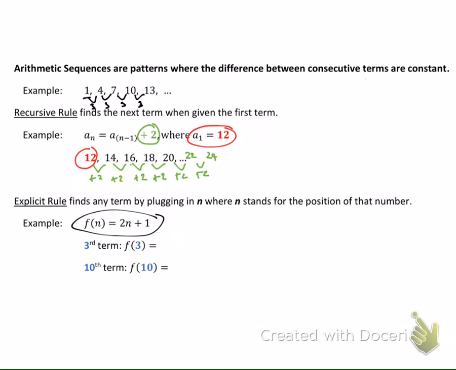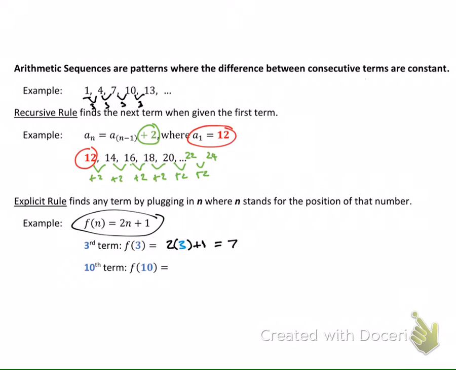So my function would look something like this. The equation was 2, and then instead of n, I'm going to put in 3 for the 3rd term I'm trying to find. And then I'm going to add 1. I can do the math there. 2 times 3 is 6. 6 plus 1 is 7.